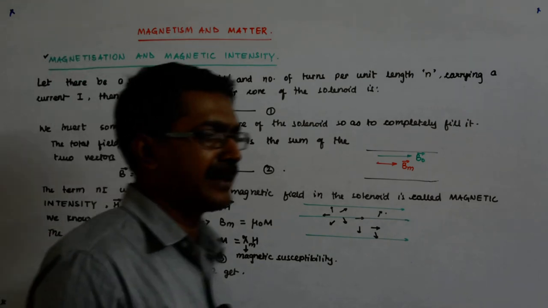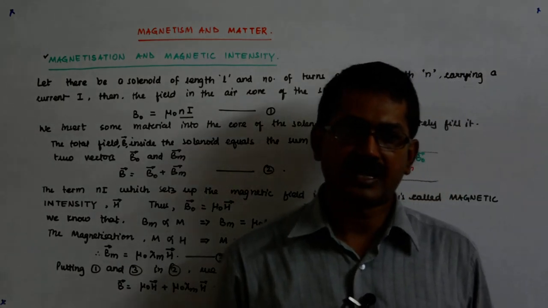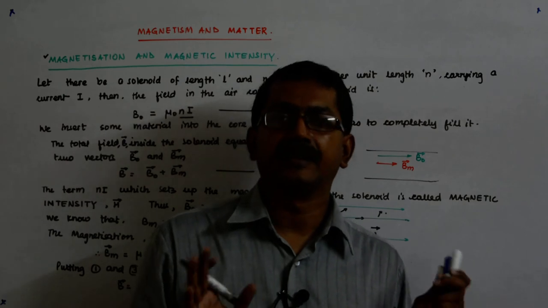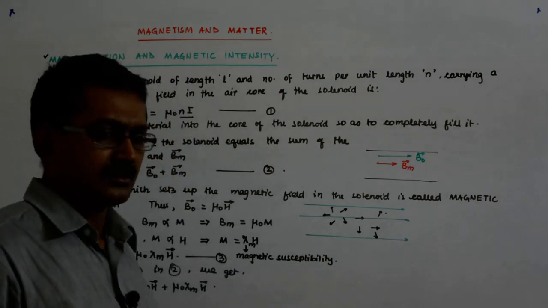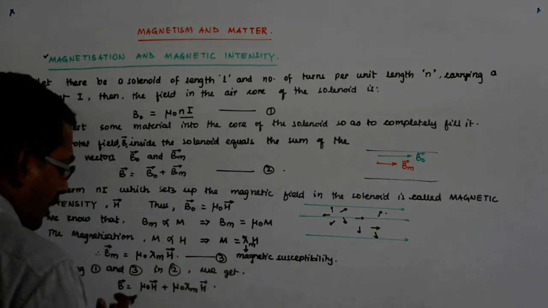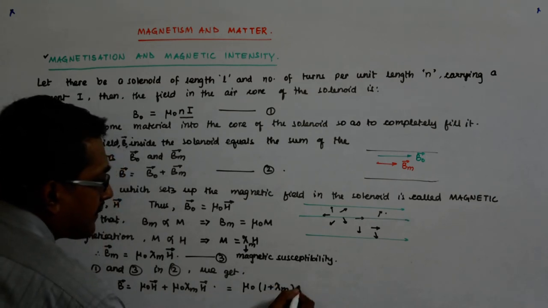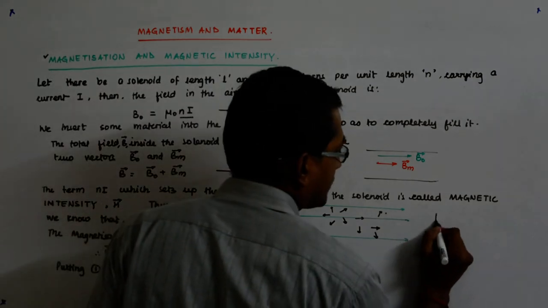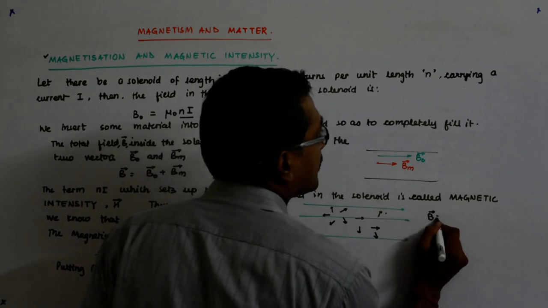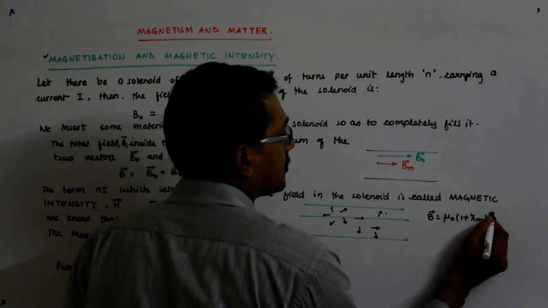Why am I calling it chi M? Because there is also a thing called electric susceptibility. That is called polarizability, for the electric dipole moments, as simple as that. That is the electric analog. So this is actually equal to mu naught into 1 plus chi m into H. So I get B is equal to mu naught into 1 plus chi m into H.